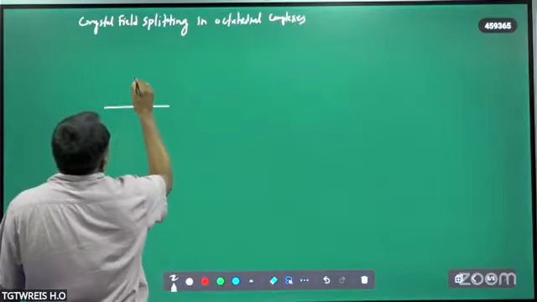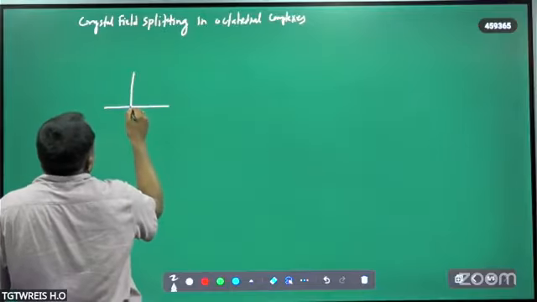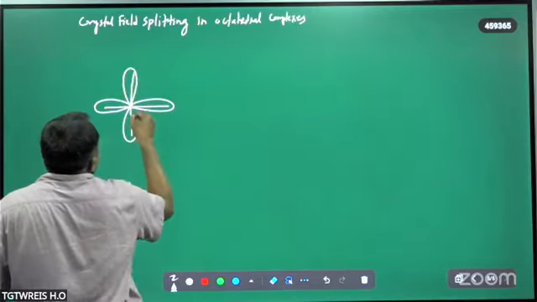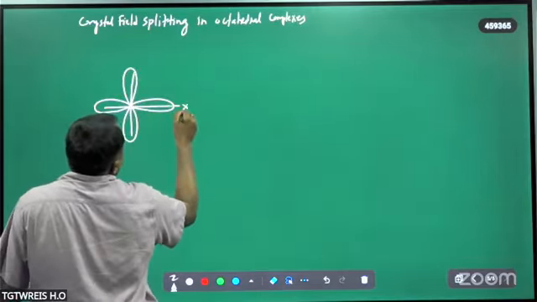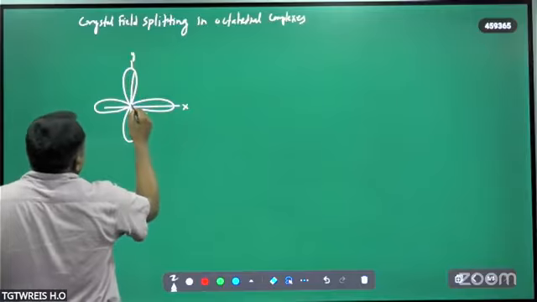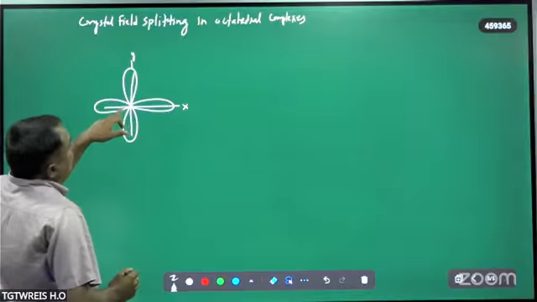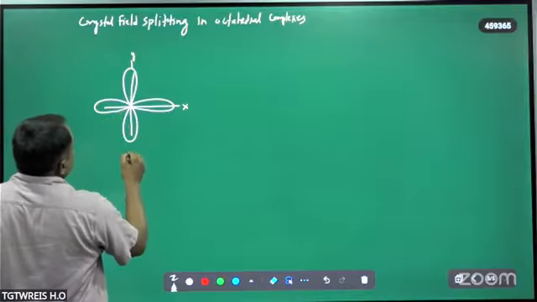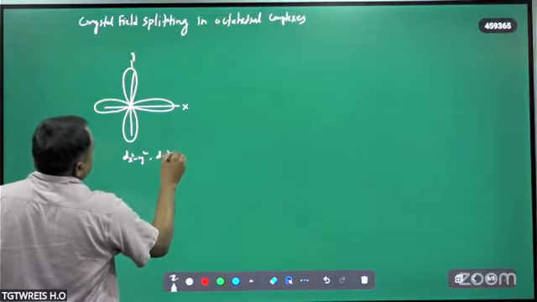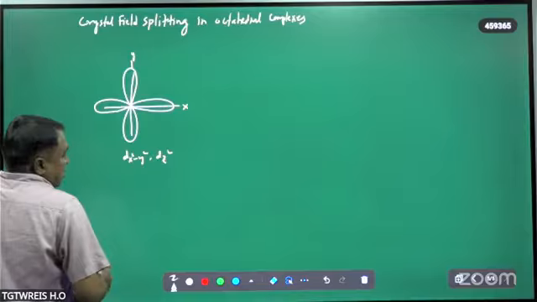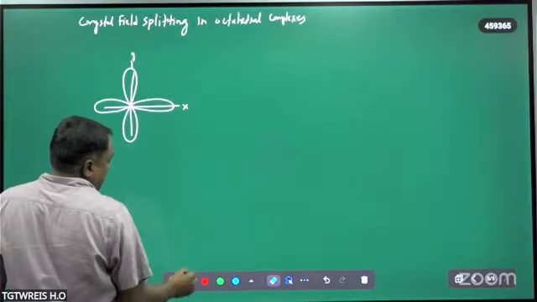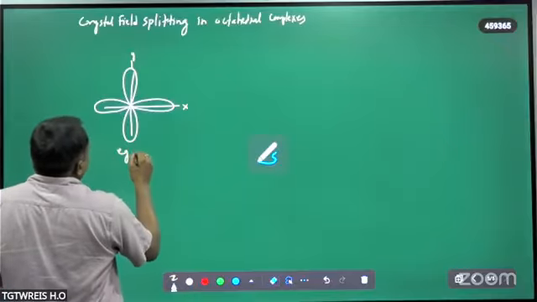Actually, these are the lobes present on the xy axis. This is the x axis, this is the y axis. Suppose this is the central metal atom d orbital. This is the dx square minus y square, or dz square orbitals. So that means for the eg set of orbitals, you write.